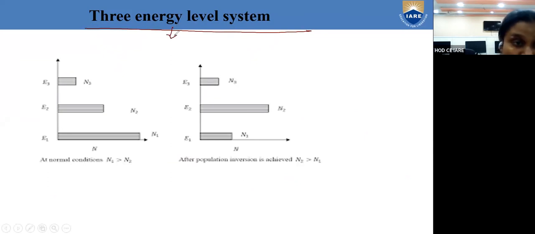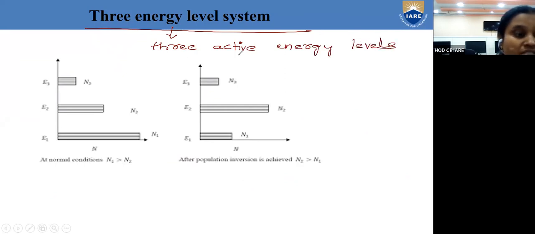What do you mean by a three energy level system? It is one where there are three active energy levels. Can you tell me what those three active energy levels are? E1, E2, and then E3. So on the y-axis, let us suppose I am taking energy: E1, E2, and E3.